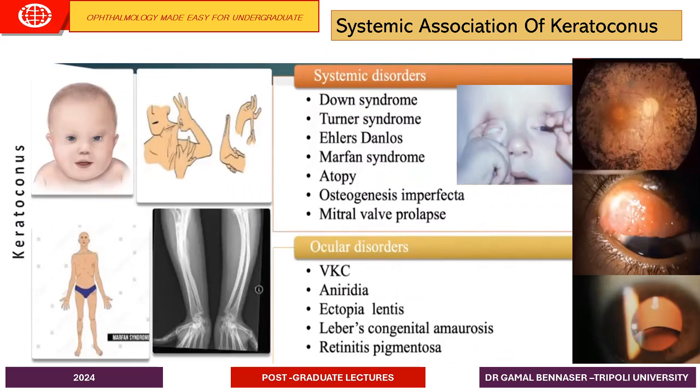Now, if we want to speak about the associations of keratoconus, we have two kinds. One is related to the eye itself, or eye disorders, like vernal spring catarrh, aniridia, ectopia lentis, Leber's congenital amaurosis, and retinitis pigmentosa, as you can see in this picture. This is spring catarrh, and this is ectopia lentis. There are also systemic associations with diseases like Down syndrome, Turner syndrome, Ehlers-Danlos syndrome, Marfan syndrome, atopy, osteogenesis imperfecta, and mitral valve prolapse, as in Marfan syndrome. This is Marfan syndrome, and this is osteogenesis imperfecta, and people with syndactyly and polydactyly, and this is Down syndrome.